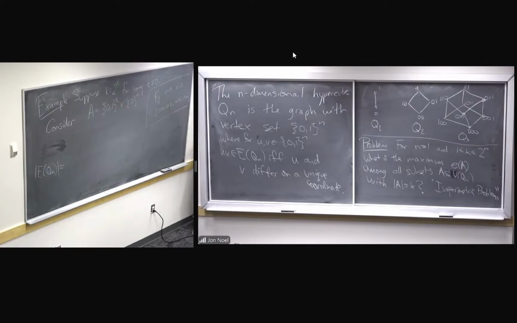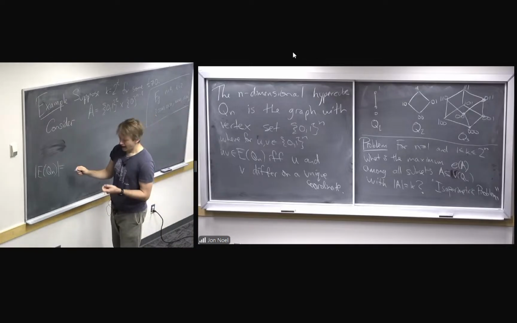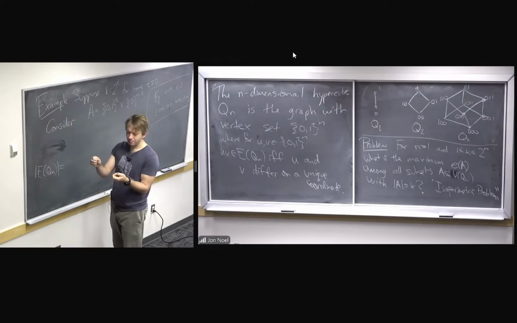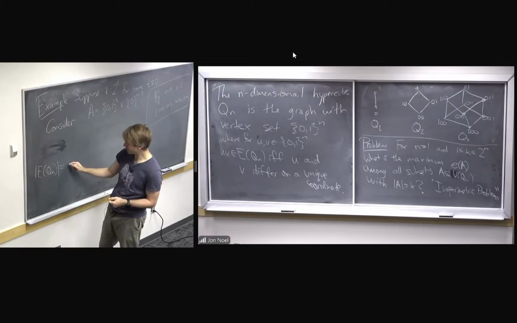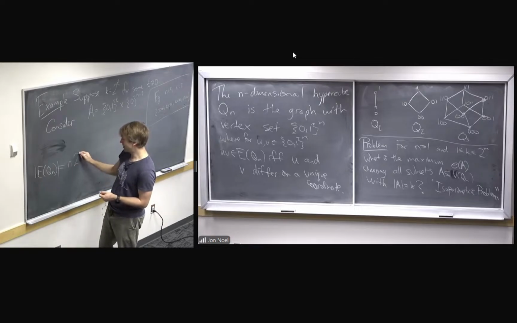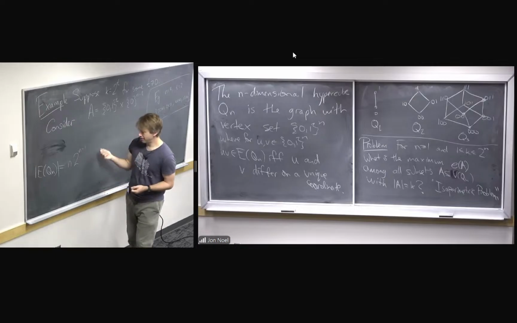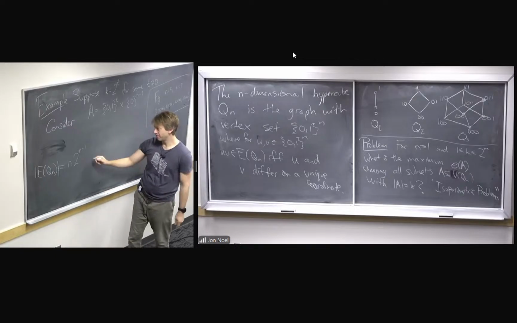I think the easiest way to count the number of edges is by handshaking. So what's the degree of every vertex? Yeah, exactly. If I sum the degrees, I'll get n times 2 to the n. But the sum of the degrees is twice the number of edges, so I should divide by 2. So it's going to be n times 2 to the n minus 1, because every vertex has degree n.